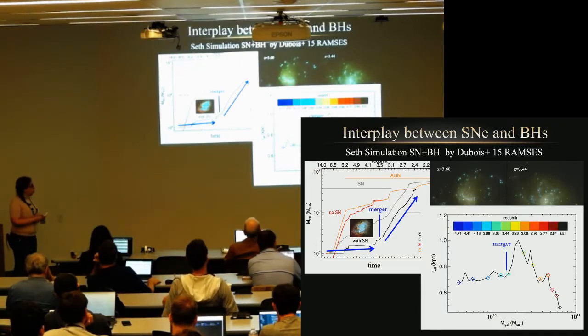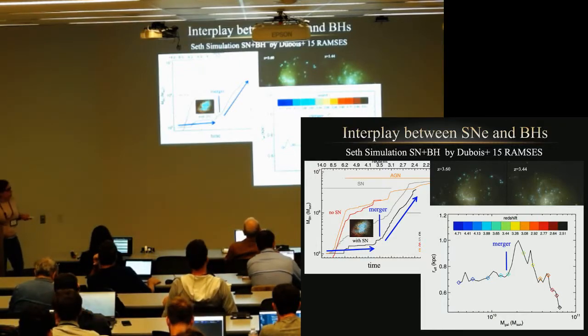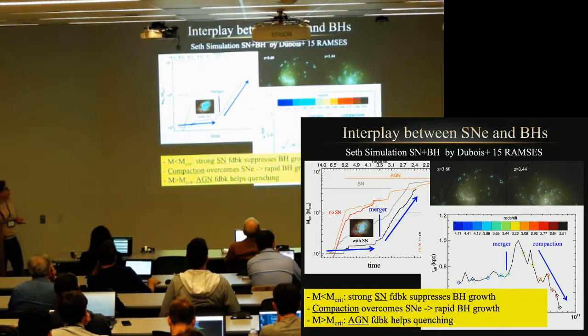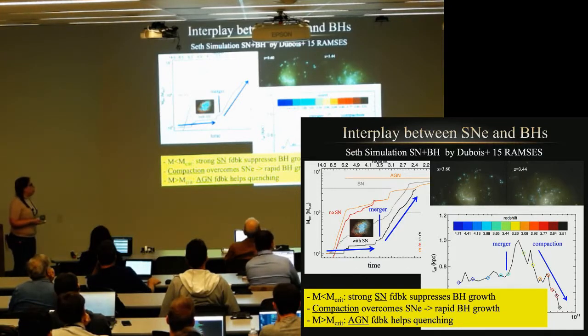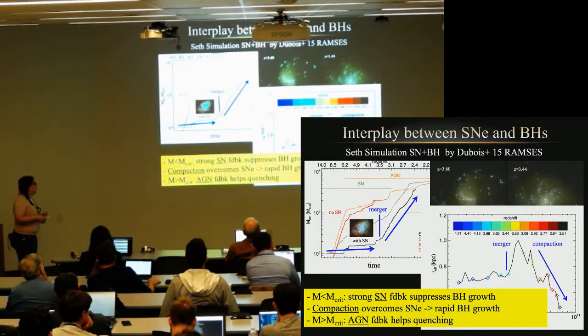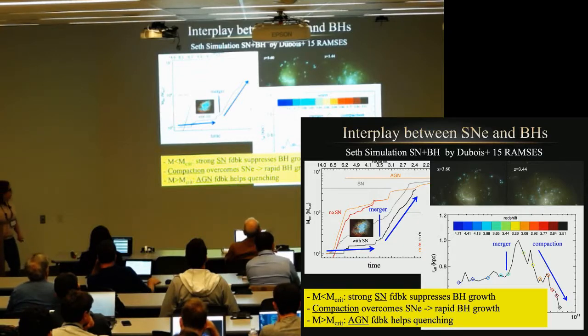The galaxies becoming compact, indicating the compaction here. So this is an indication of the compaction. Below the critical mass, strong supernova feedback suppresses the black hole growth. Compaction overcomes the supernova feedback once the potential well is built. And at a later stage, the AGN may help the quenching.